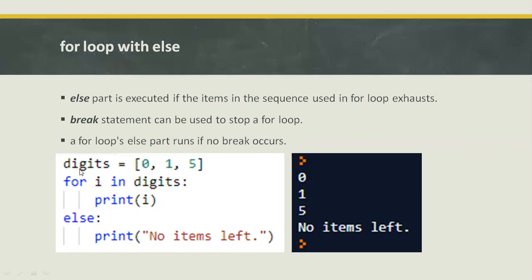Here is an example: digits 0, 1, 5. Three numbers are there in a list. What I want to do is print all the numbers and then print the statement, no items left. So it will move into the else part.